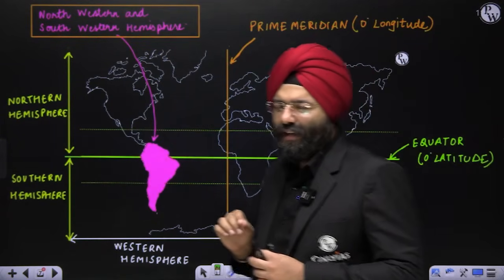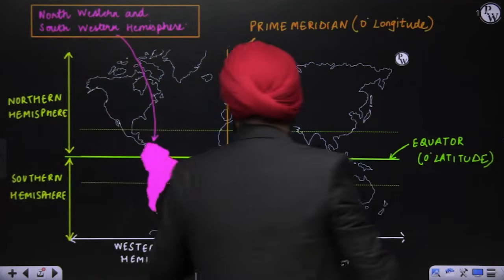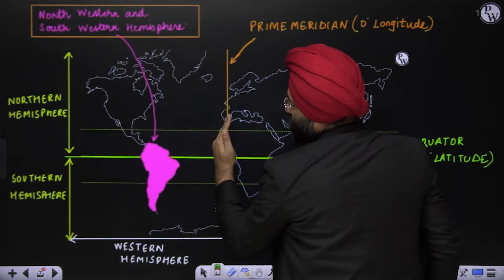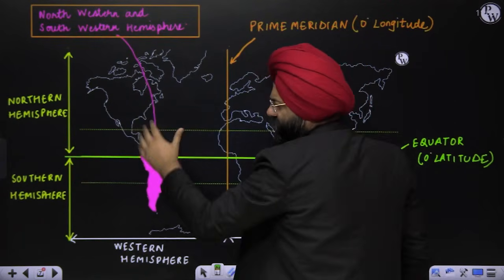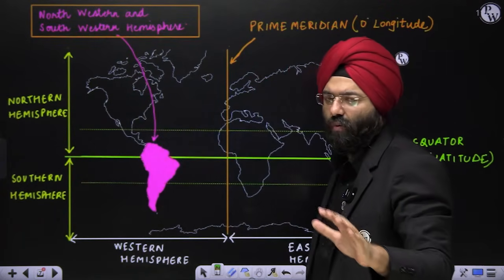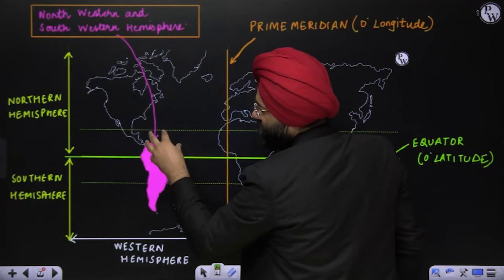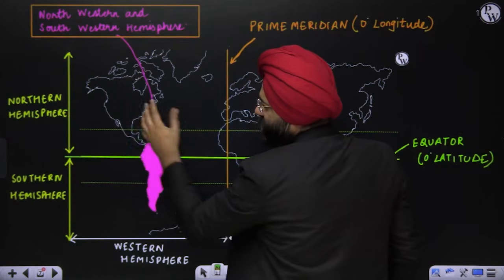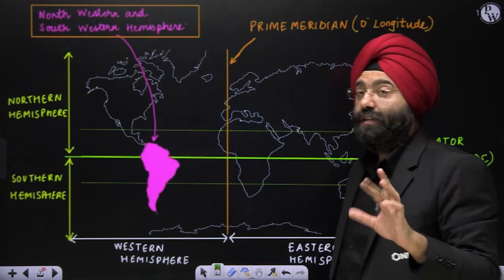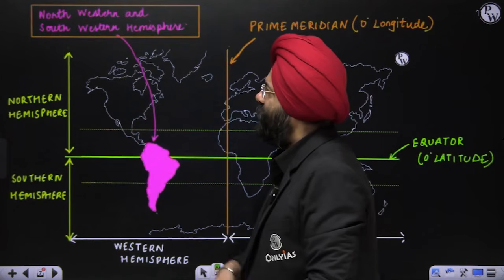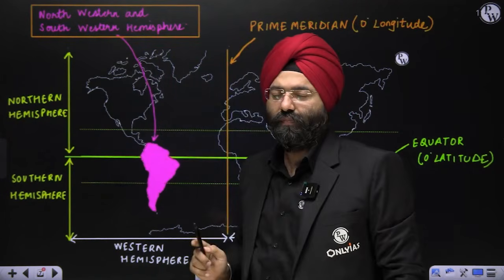Now if you see South America, this is something very interesting here. Firstly, we can very well understand that it is on the west of the prime meridian. So it is basically in the western hemisphere. There is no doubt in that. It's completely obvious. But certain parts of South America are in the northern hemisphere, while the majority of it is in the southern hemisphere. So that means it lies in both the hemispheres. So we can say that it lies in the northwestern as well as the southwestern hemispheres. This is a precise location.